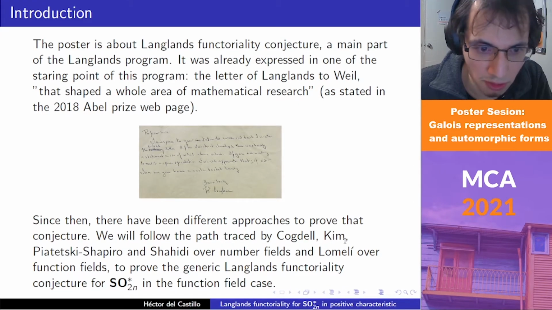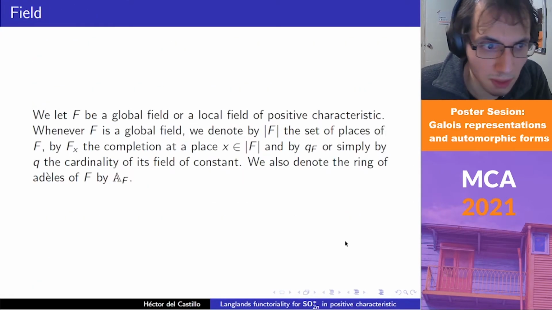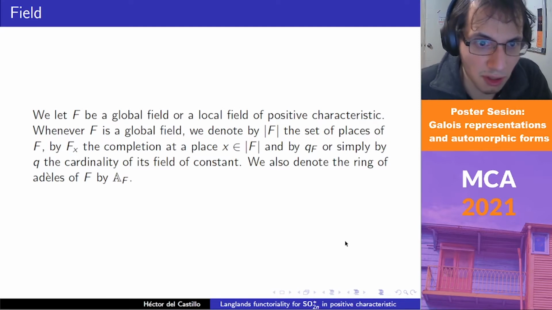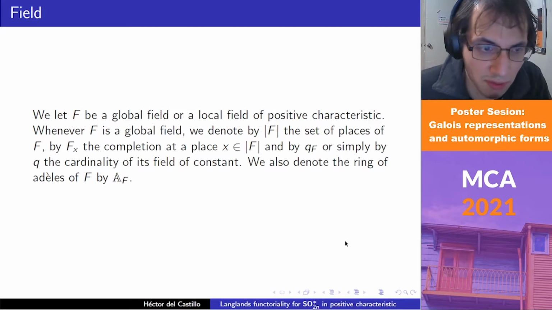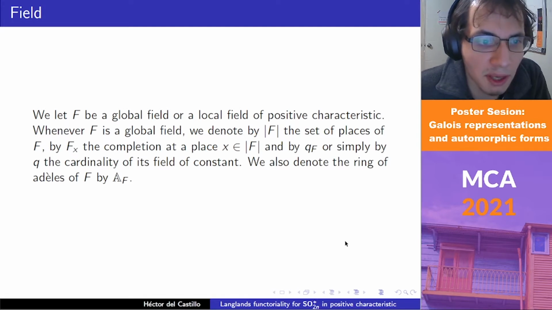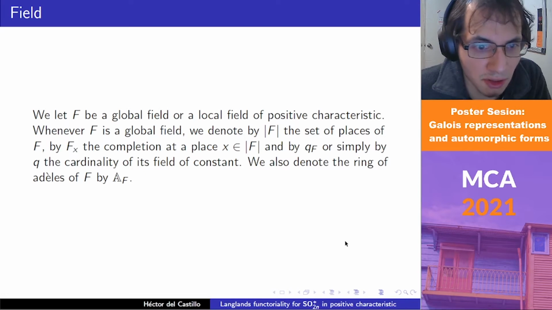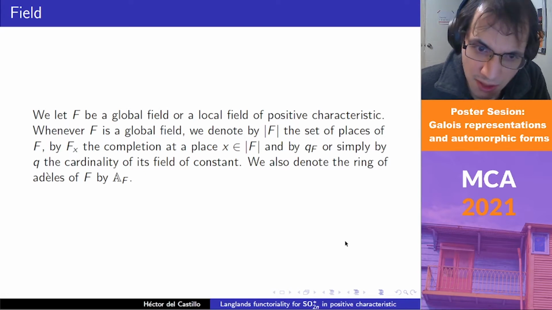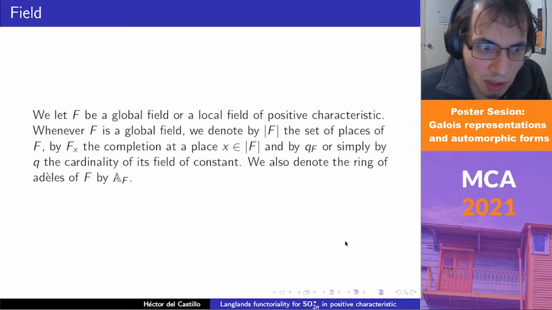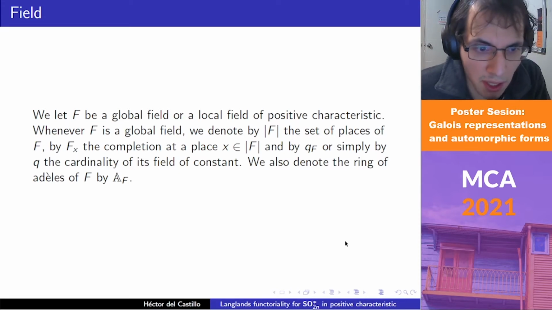We begin by introducing some notations. We let F be a global field or a local field of positive characteristic. Whenever F is a global field, we denote by |F| the set of places of F, by Fx the completion at a place x, and by Qf, or simply by q, the cardinality of the field of constants. We also denote the ring of adeles of F by AF.